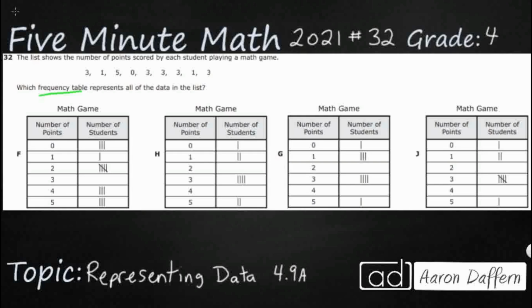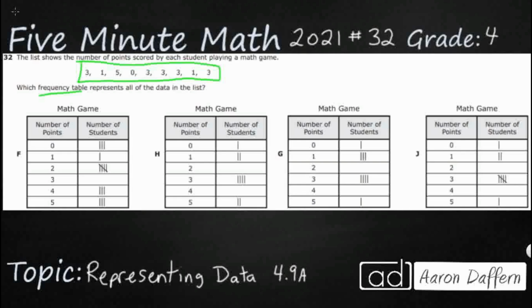It looks pretty straightforward. We simply need to take this data, and in 4th grade, we learn how to put it with all kinds of different graphs. Could be a stem and leaf plot, could be a bar graph, could be a dot plot, but also we learn frequency tables. Or actually, we practice frequency tables because we've learned them in previous years. So let's just make our own frequency table and match it up.